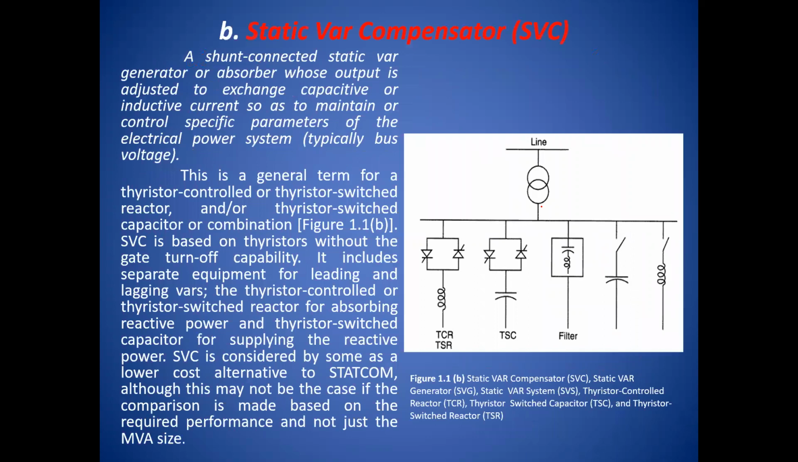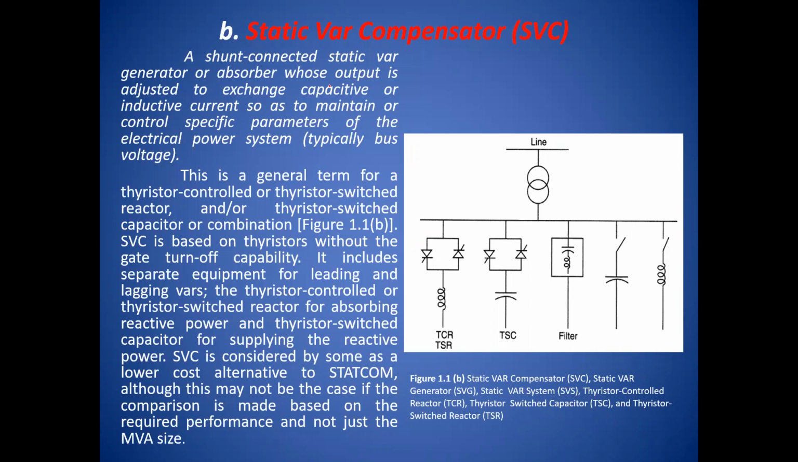Now, the static VAR compensator is again connected in shunt. It is defined as a shunt connected static VAR generator or absorber whose output is adjusted to exchange capacitive or inductive current so as to maintain or control a specific parameter of the electrical power system, typically the bus voltage. It is a somewhat general category like STATCOM, but the cost of a static VAR compensator is smaller than STATCOM. In STATCOM there are two types: the voltage source converter and the current source converter.